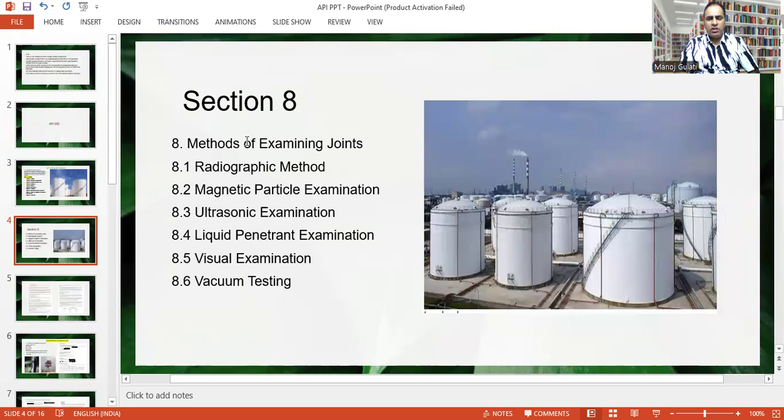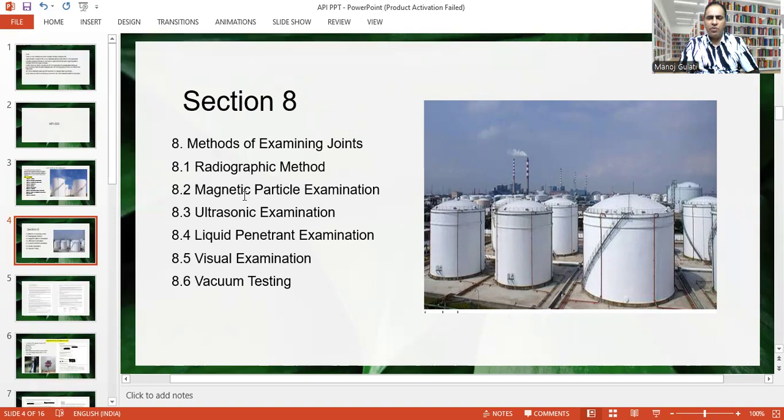In section 8, as I mentioned, we'll be focusing more on this section, which talks about the method of examining joints. This section has a total of 6 subsections: the radiographic method, magnetic particle examination, ultrasonic examination, liquid penetrant examination, visual examination, and vacuum testing.